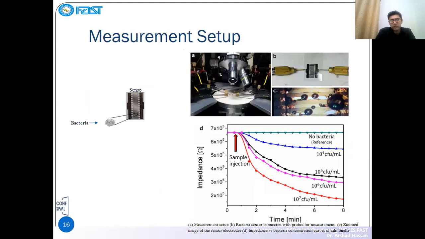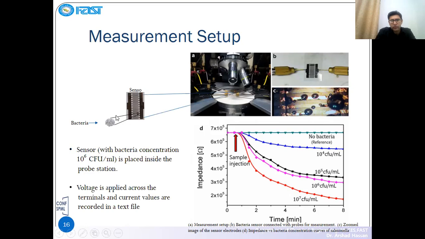So this is the overall measurement system and results. The sensor is placed in the probe station. Here you can see, and the bacteria is deposited on the surface. In the B part, you can see the zoomed image. So 10 raised to the power 6 colony forming units (CFU) per milliliter bacteria concentration is used. At this time, we have injected the sample, and we applied a voltage of minus 2.5 to 2.5 across the sensor terminals and recorded the impedance.